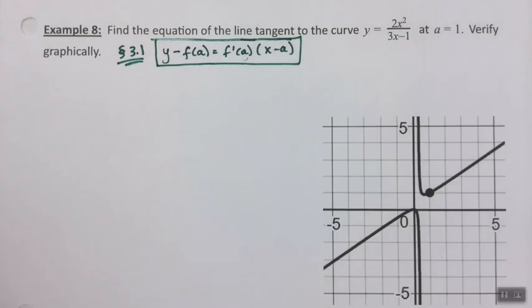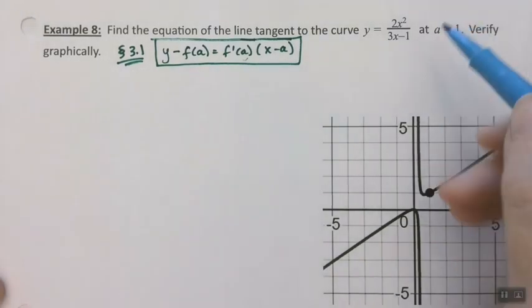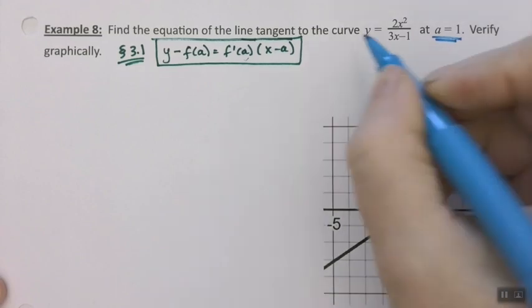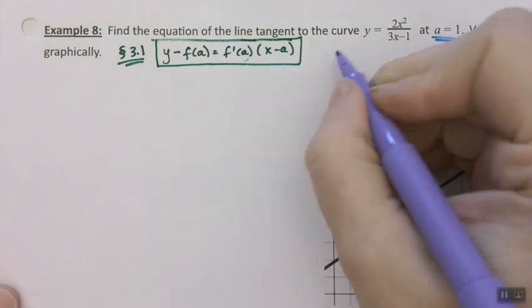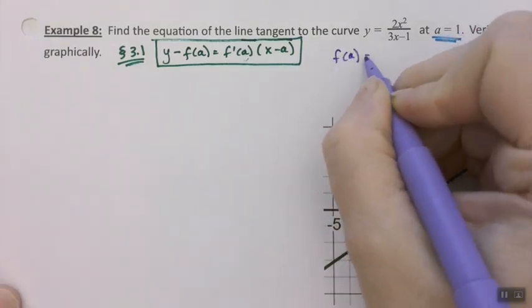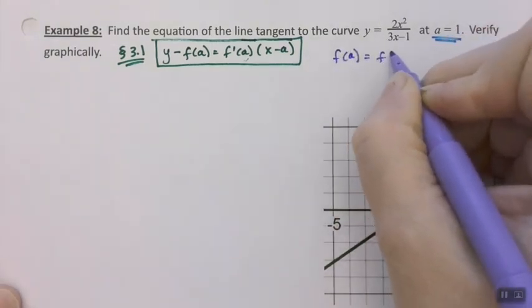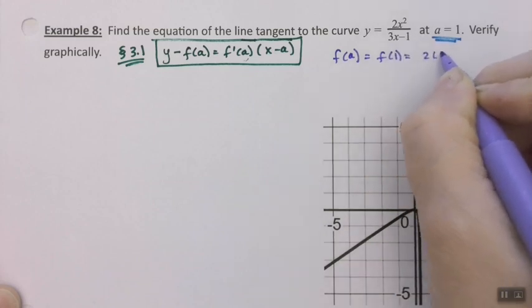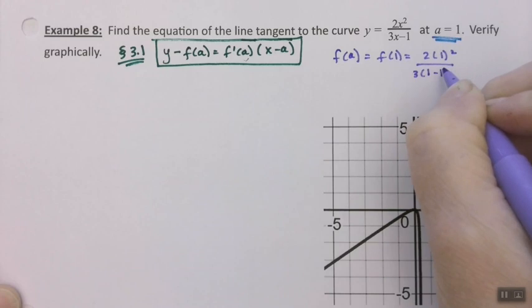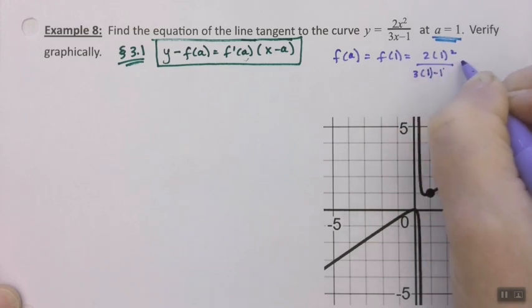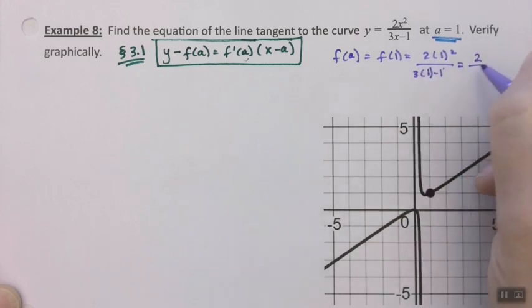Okay, well, a couple of things. I'll notice that my a is equal to 1 right here. So a is given as 1 right there. So let's go find f of a right now and just get it over with, because we know we're going to need to. So f of a is going to be f of 1, which will be 2 times 1 squared over 3 times 1 take away 1, which would be 2 over 2, which is 1.